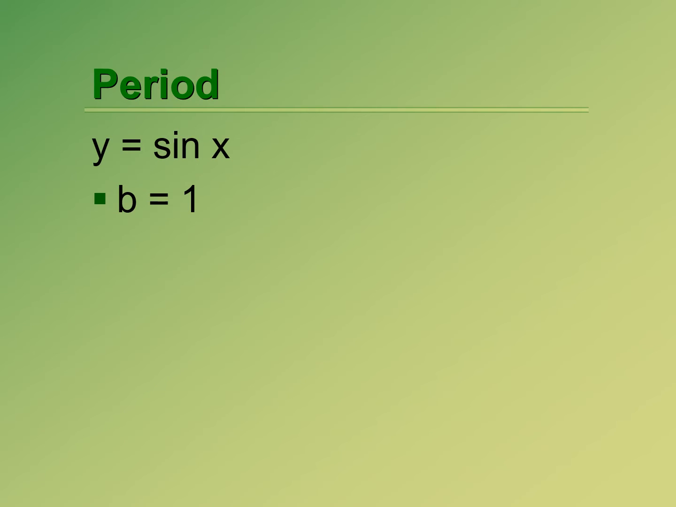So for example, when I have y equals sine x, my B is equal to 1. So that means my period is 2 pi. If I have y equals sine 2x, my B is equal to 2, which means my period is 2 pi over 2, which is just pi.